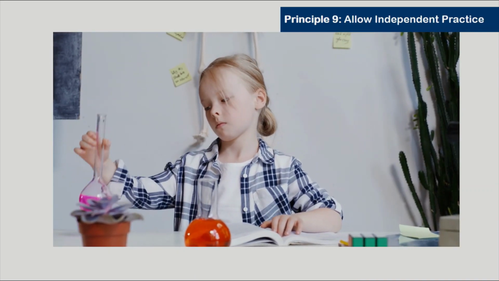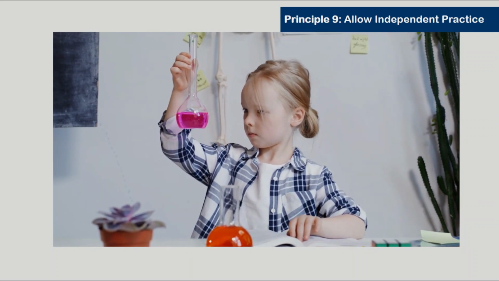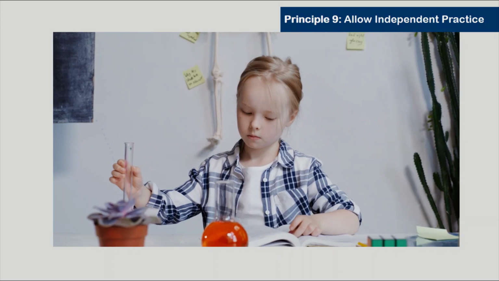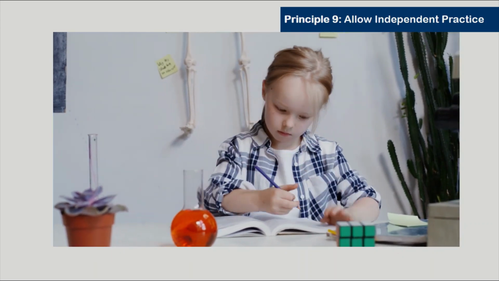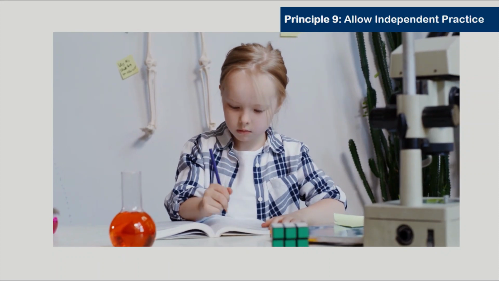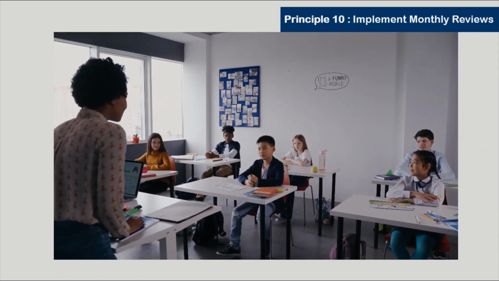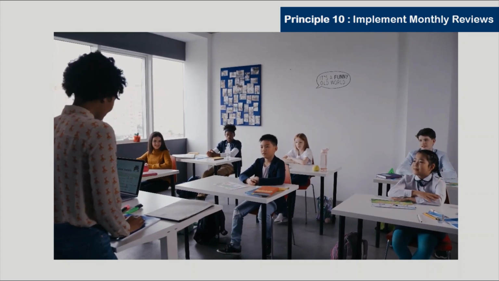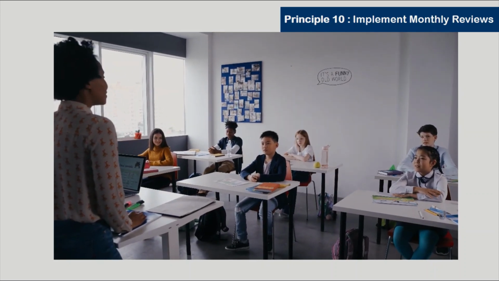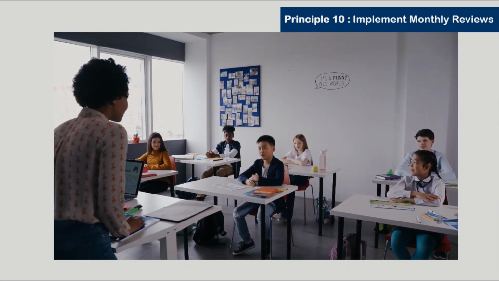Allow independent practice. Learners need to practice taught material independently. This will inform instructors of the next steps in their teaching. Overlearning new information leads to its retention and automation. Finally, implementing monthly reviews. Students' knowledge needs to be constantly activated by interleaving or mixing practice and spacing it out. Forgetting information is key to its successful retrieval.